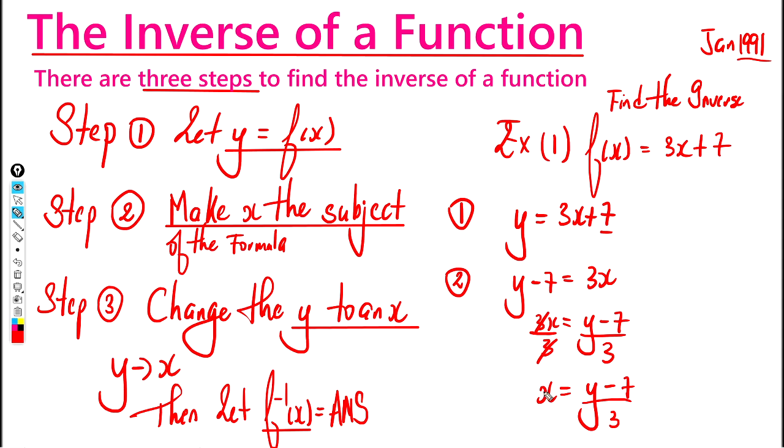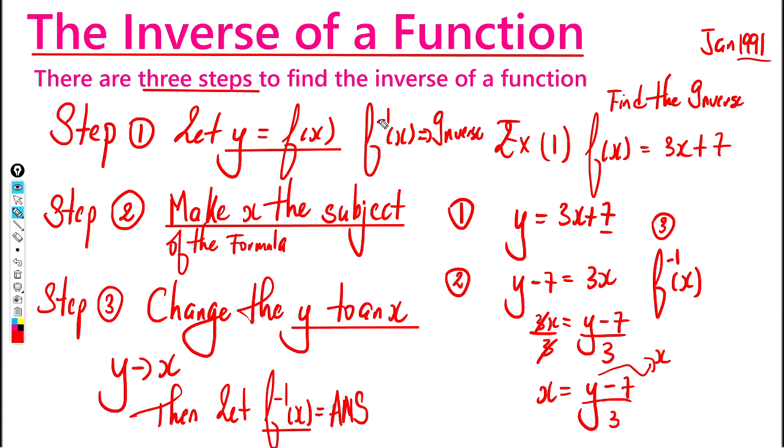And this is close to the answer. We just have to do the last step now. Step 3, which is we're going to change this y here to an x. So we're going to end up with f to the negative 1 of x. By the way, f to the negative 1 of x means the inverse. That's how you write the inverse. So the inverse, f to the negative 1 of x, is equal to, we're going to change this to an x, x minus 7 over 3. Cool, and this is the answer.